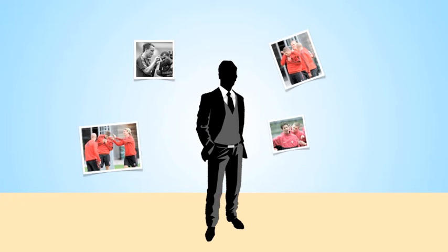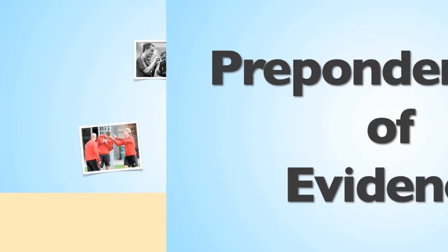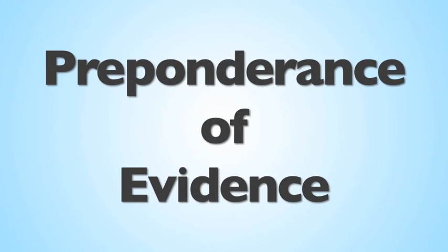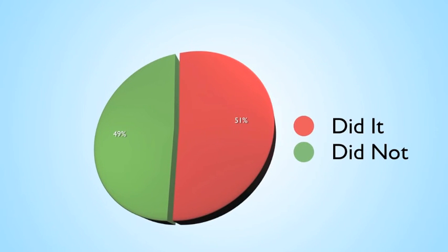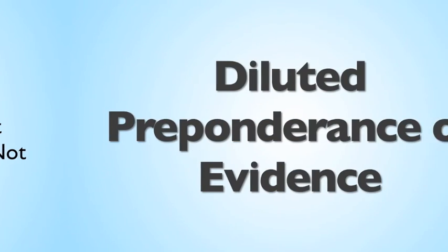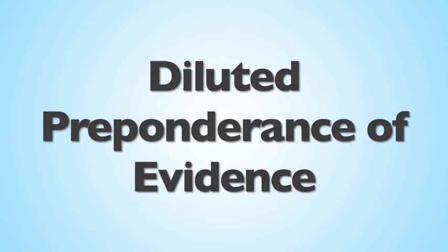The party offering the other act evidence must only introduce sufficient evidence that the jury could reasonably find the act occurred by a preponderance of the evidence. In other words, there must be enough evidence so that a jury could reasonably find that it is more likely than not that the act occurred and the person did it. I like to call this a diluted preponderance of the evidence standard.